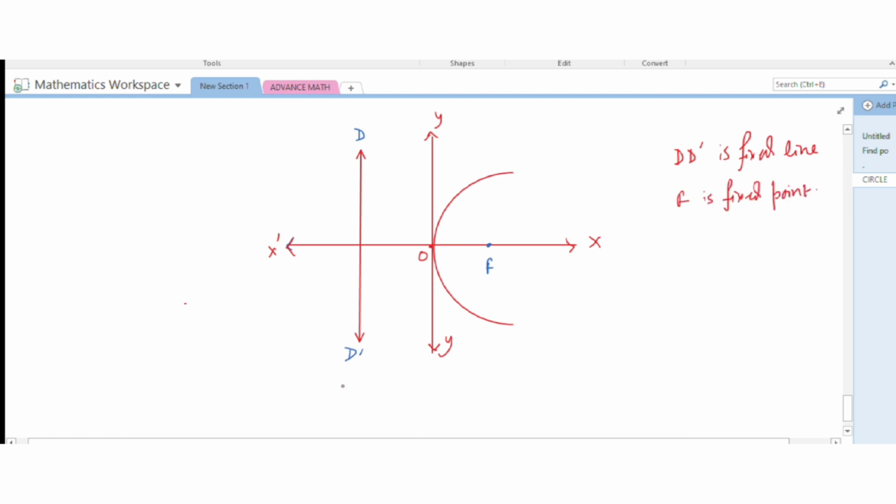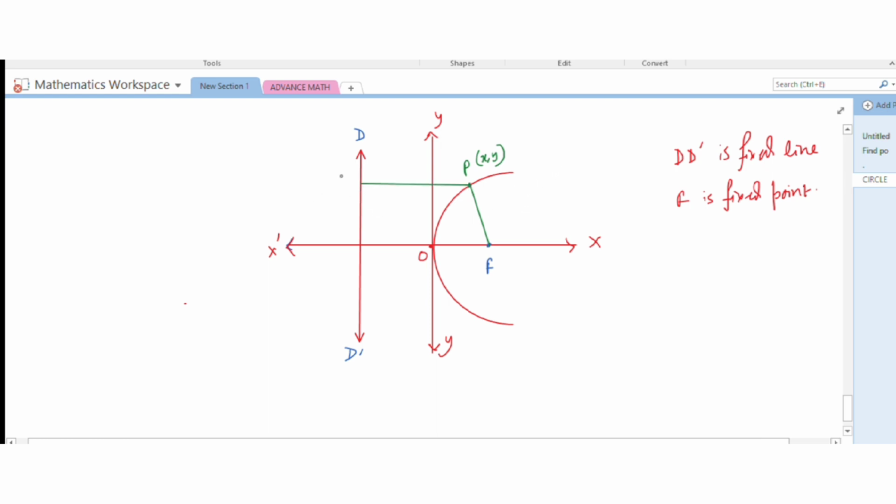So this thing you must remember, that this line is fixed, this point is fixed. Now any point you take on this parabola, suppose this one P(x, y), this point we are taking. Now the distance between P and F, and this one, that means the perpendicular distance, we must take the perpendicular distance. These two distances must be same.